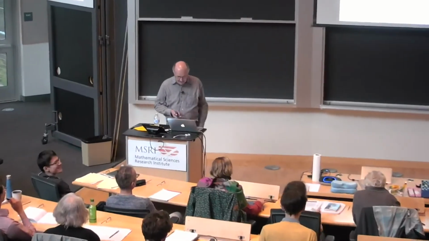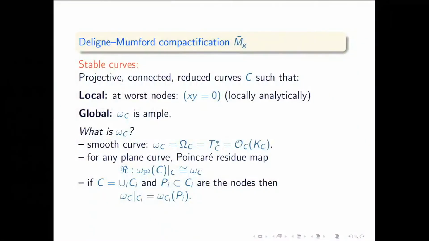Okay, so then we continue with moduli spaces of algebraic varieties. The last talk ended by explaining the Deligne-Mumford compactification of the moduli space of curves of genus 2. Now we jump to the general case, and hopefully this is somewhat familiar to most people. The objects we are parametrizing here are projective, connected, reduced curves.